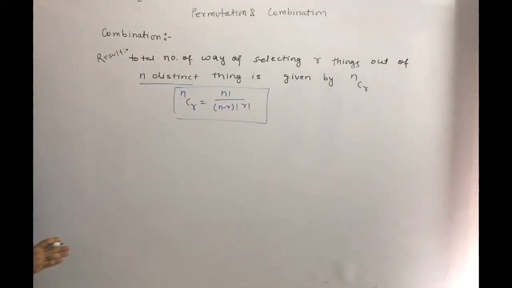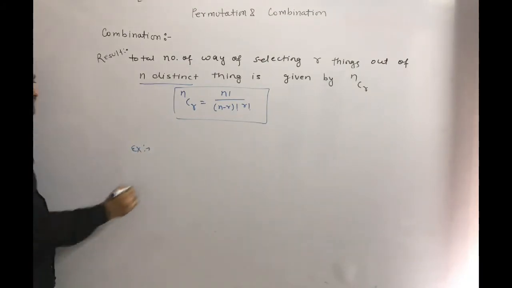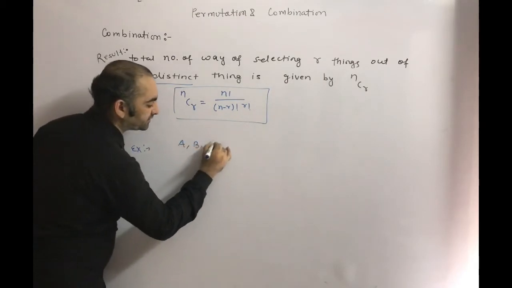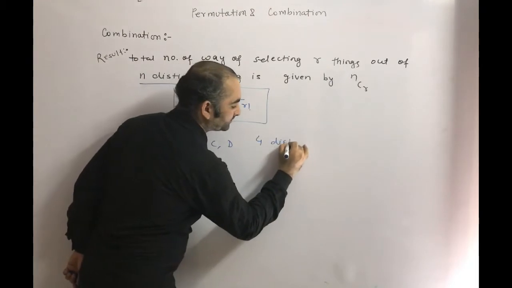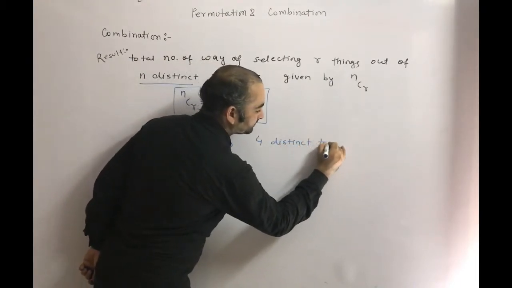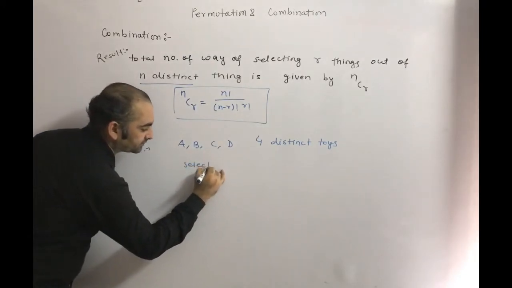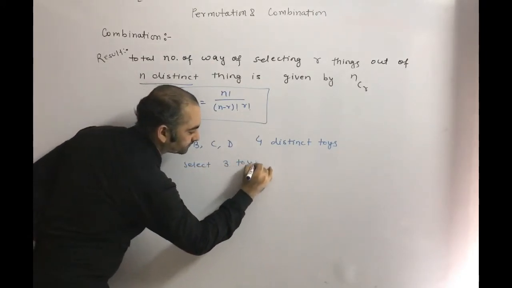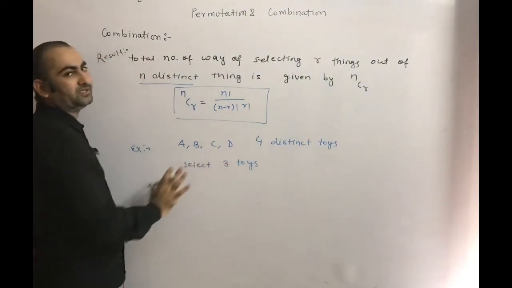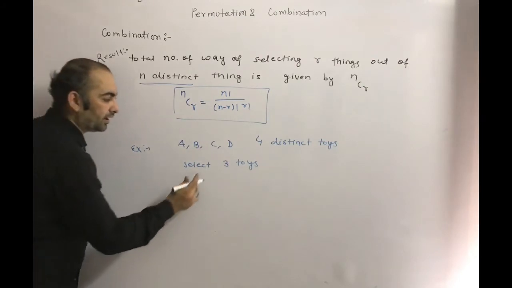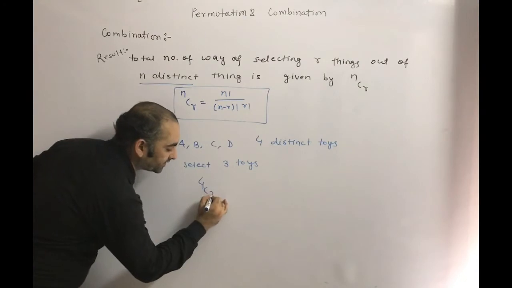Now we are taking one example. We have 4 distinct toys A, B, C and D. Suppose you want to select 3 toys. Then in how many ways can we select 3 toys out of 4 distinct toys? That we can give by n is 4 and r is 3, so 4C3.